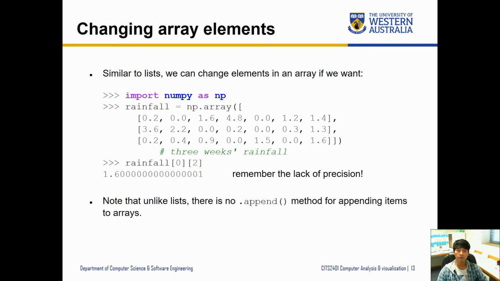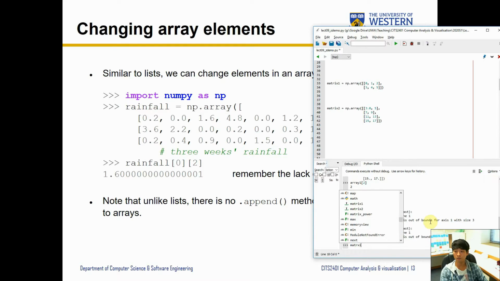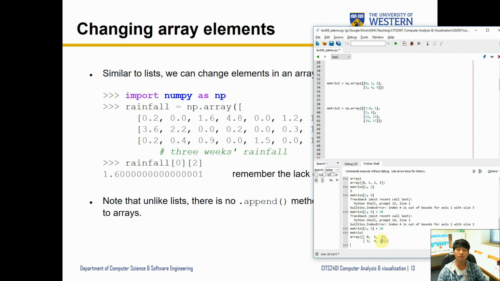Okay, so that's creation and accessing the data. So now let's have a look at changing array elements. Similar to lists, we can change elements in an array if we want. Say I don't want 5 there anymore, then I just use the equal sign and say, oops, sorry, wrong index, 10, then matrix 1 should now contain 10 instead of 5.